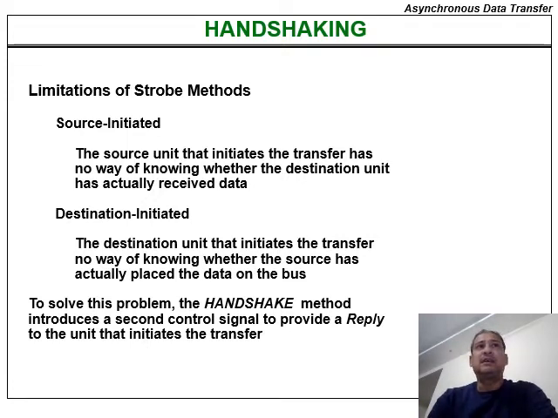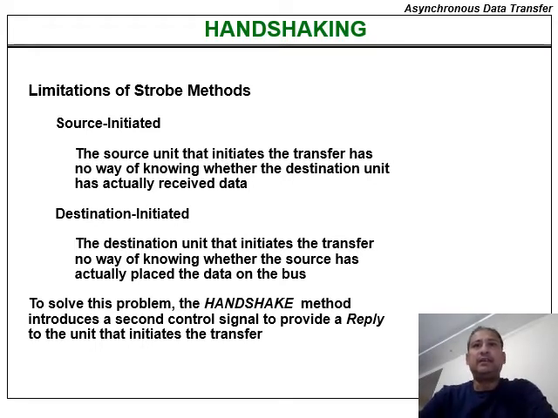Now this may cause a problem. Say the destination unit has initiated a strobe, but the source unit has not yet put a fresh piece of data on the data bus. When the destination unit reads the data from the data bus, as we have already talked about, the data bus is never empty, so there is no way of ascertaining whether the data on the data bus is a fresh piece of data or a previous one. One way of overcoming this problem is to introduce certain acknowledgements. This is what we do in the handshake method.